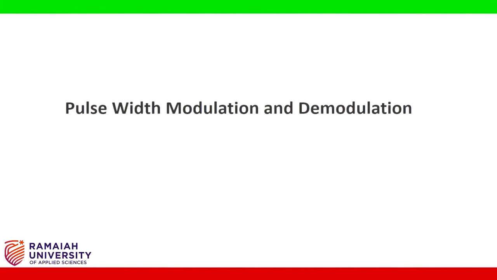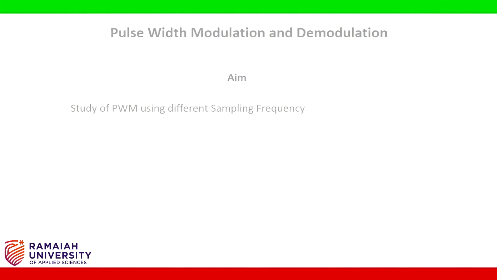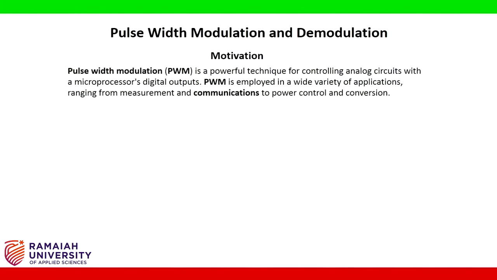Hi students, let us discuss pulse width modulation and demodulation. The aim of the experiment is the study of PWM using different sampling frequency. Pulse width modulation, PWM, is a powerful technique for controlling analog circuits with a microprocessor's digital outputs.